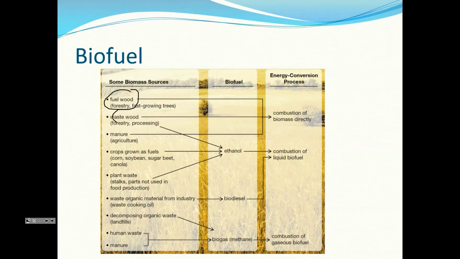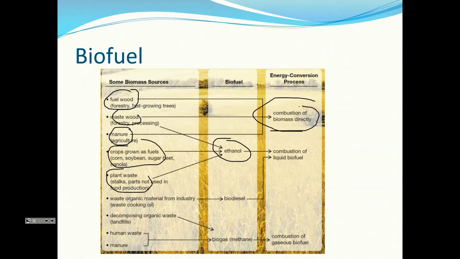From wood, manure, crops, and plant waste, you can produce ethanol from all of those. So you can produce ethanol, or you can just burn them directly as well. You can make biodiesel from cooking oil, right? And then you burn that. And then the big one that you need to know is that you can collect biogas. Anything that decomposes, human waste, manure, organic waste, creates methane, and then you can burn the methane as well. Okay? So you can either burn it directly, turn it into ethanol, turn it into biodiesel, or turn it into methane biogas, and then burn it.